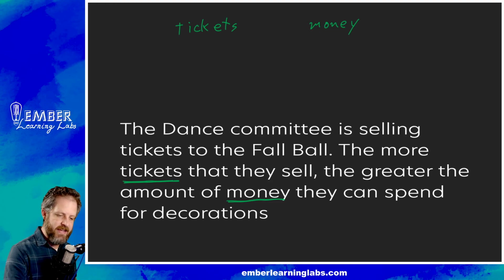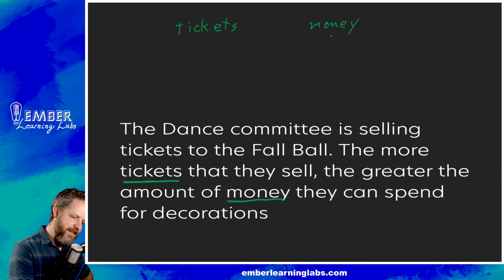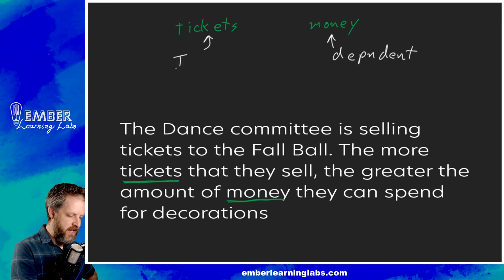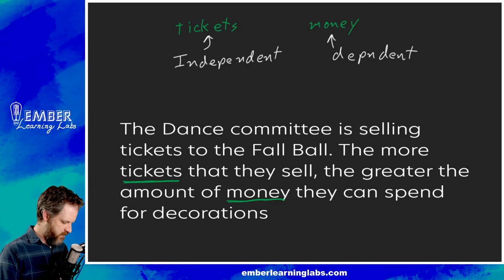So money in this case is, I don't remember which one I did orange or yellow, so I'm just going to go to our generic white color and say, what did I just say? The greater the amount of money. The money depends. So the money is the dependent quantity, and the tickets is the independent quantity. That's easy peasy, right?